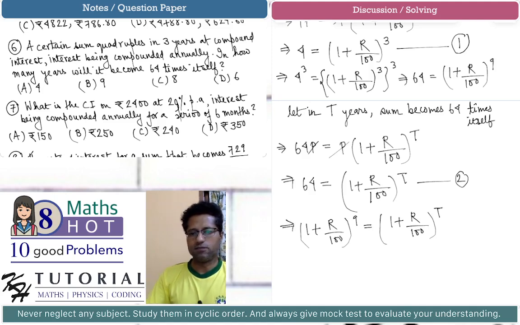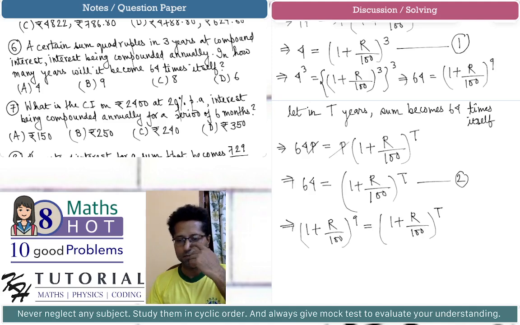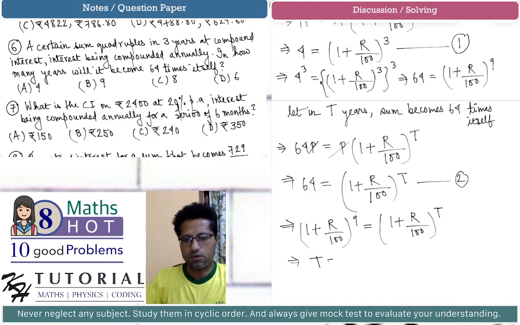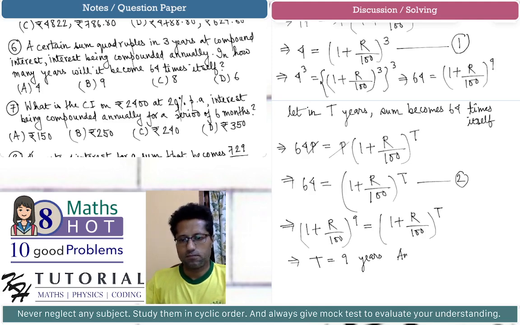Since both sides of the equation are in exponential form and the base of both the exponential terms is the same, that is 1 + r/100, we can equate the powers. So we have t is equal to 9. So the answer is after 9 years the sum will become 64 times itself. So the correct choice is B.